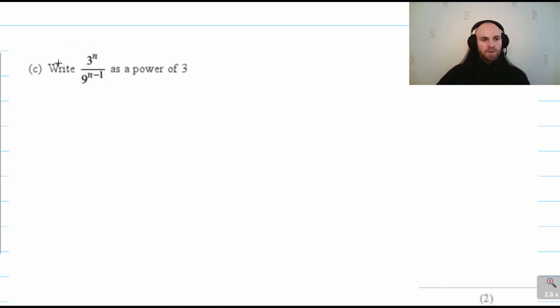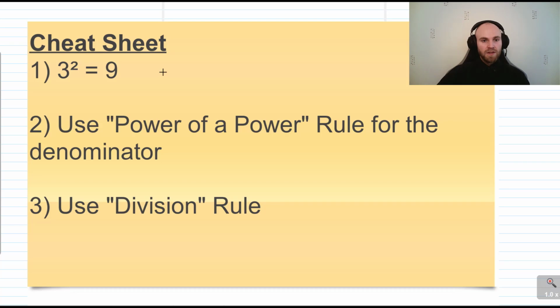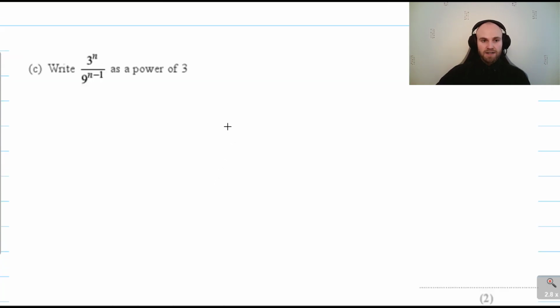Okay, for this one, we're going to write 3 to the power of n divided by 9 to the power of n minus 1 as a power of 3. So if we go to the cheat sheet, now we're looking for a power of 3, so I'm going to try and convert this 9 into 3 squared to get it in terms of 3 rather than 9. We're going to use the power of a power rule again for the denominator, and then we're going to use the division rule, and I'll show you that in a second if you're not too sure what that is.